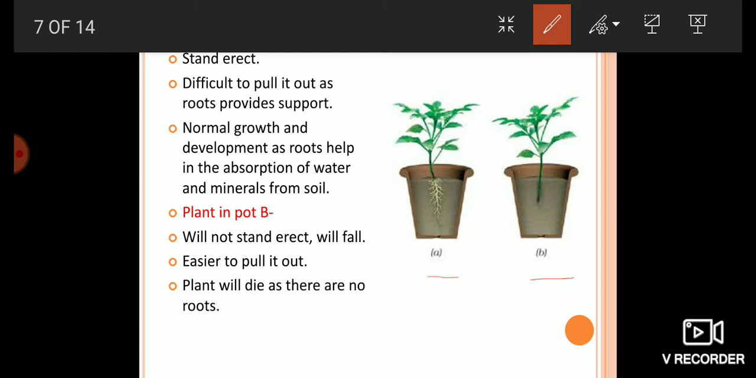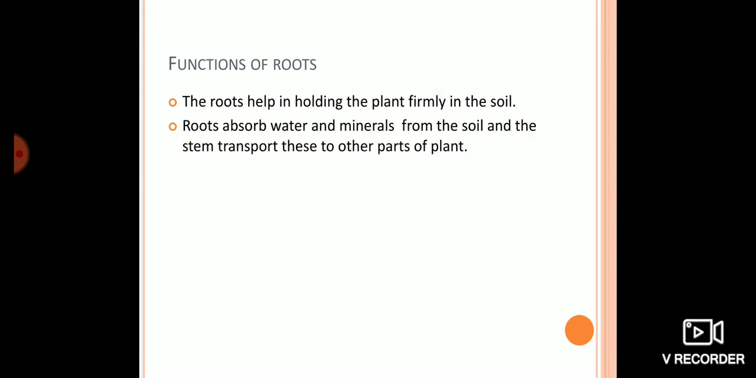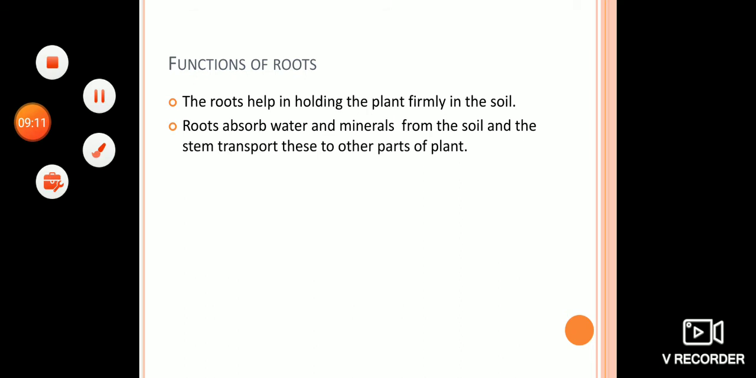So by this activity we prove the function of roots. First, the roots help in holding the plant firmly in the soil. And second, roots absorb water and minerals from the soil and the stem transports these water and minerals to other parts of the plant. So this is the function of roots.